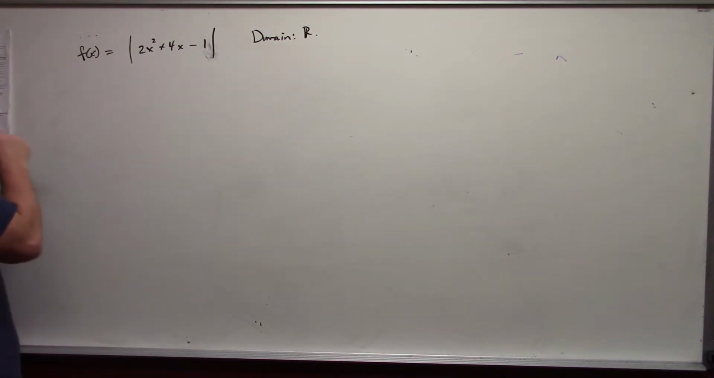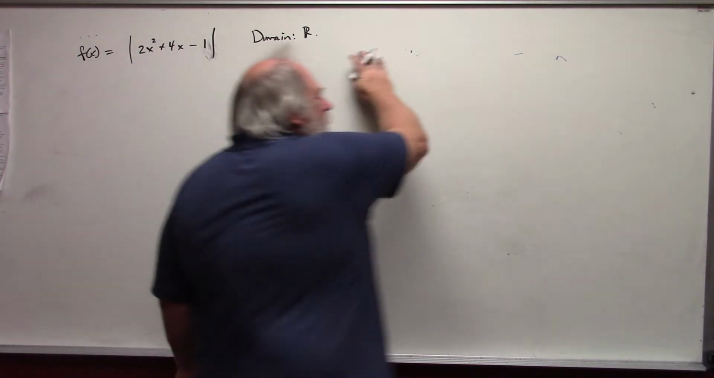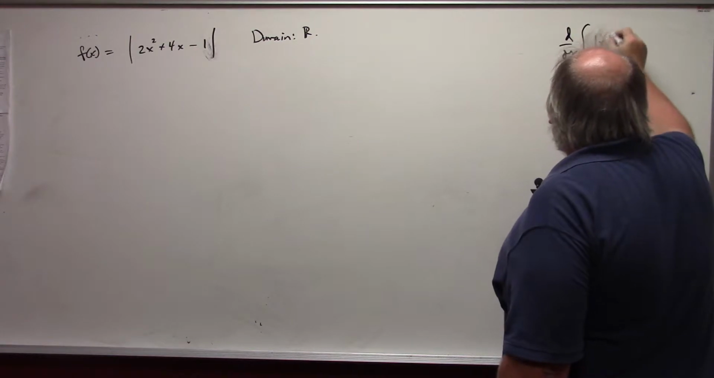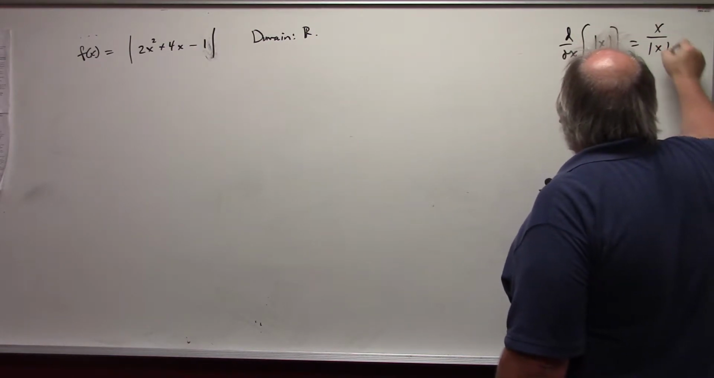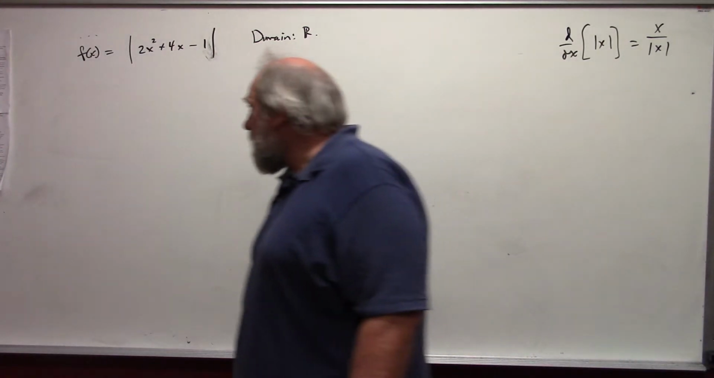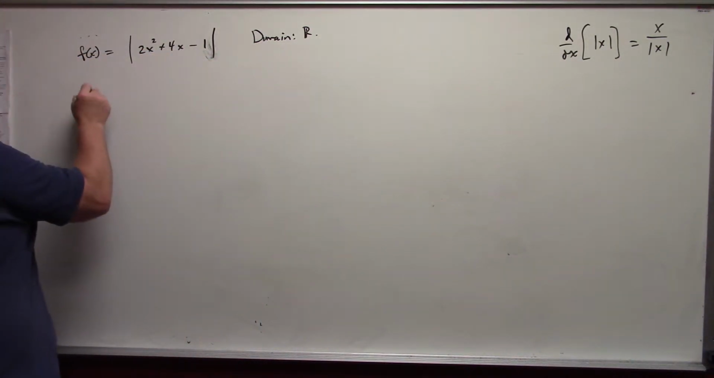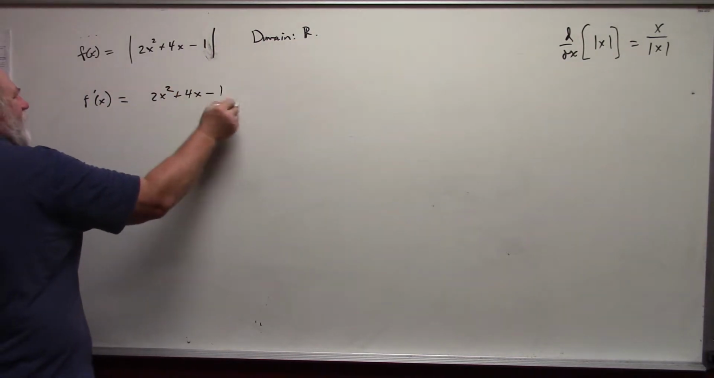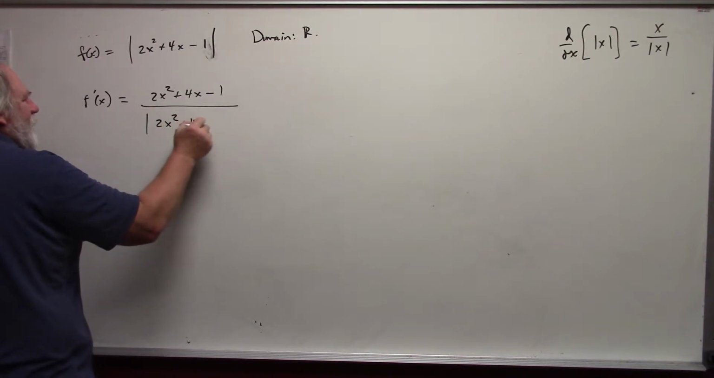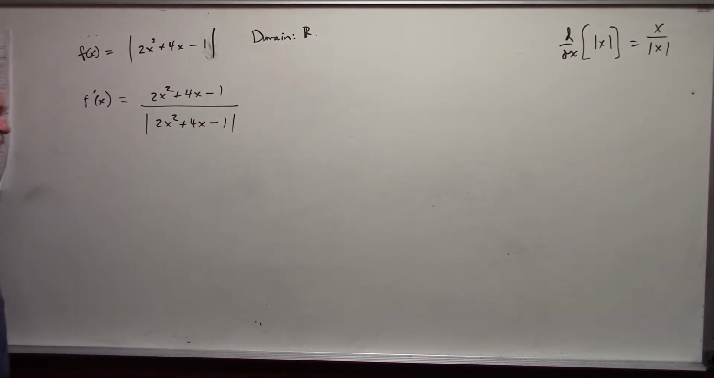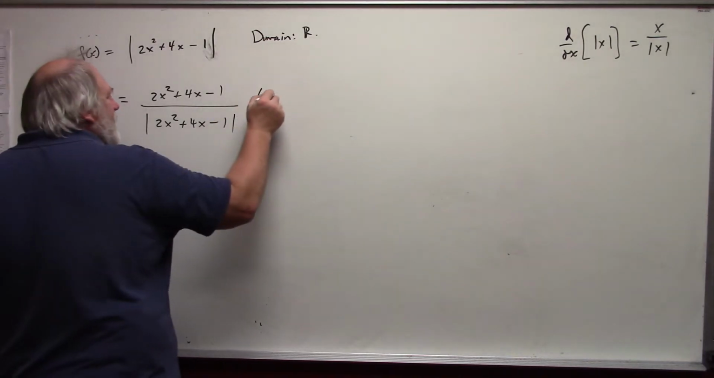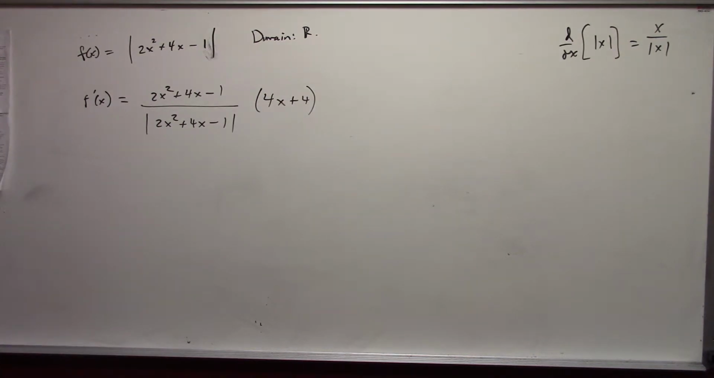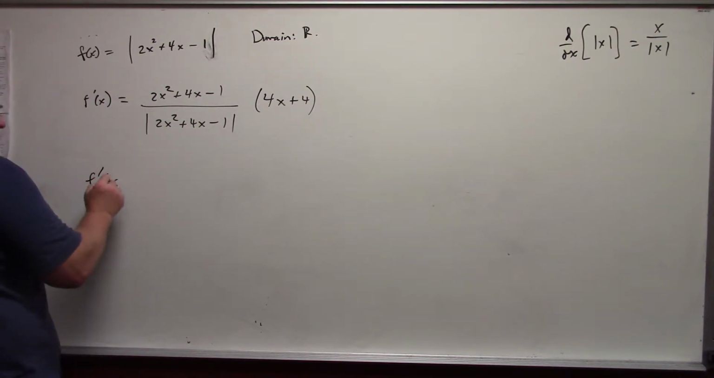So we'll take the derivative, and for this, let me remind you before I actually do this, the derivative of absolute value of x is x over the absolute value of x. So in this case, the derivative would be 2x squared plus 4x minus 1 over the absolute value of 2x squared plus 4x minus 1. And then we have to use the chain rule times the derivative of the inside, which is 4x plus 4. Now, the derivative does not exist when this denominator is 0.